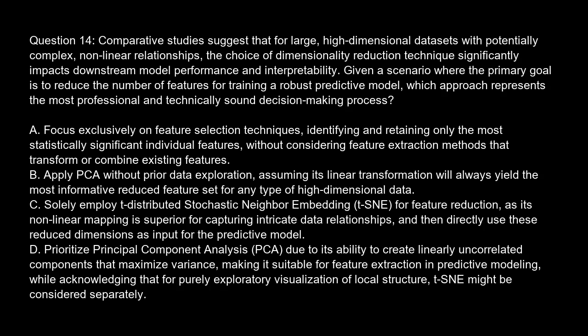Option C. Solely employ t-distributed stochastic neighbor embedding, t-SNE, for feature reduction, as its nonlinear mapping is superior for capturing intricate data relationships, and then directly use these reduced dimensions as input for the predictive model. Option D. Prioritize principal component analysis, PCA, due to its ability to create linearly uncorrelated components that maximize variance, making it suitable for feature extraction in predictive modeling, while acknowledging that for purely exploratory visualization of local structure, t-SNE might be considered separately.